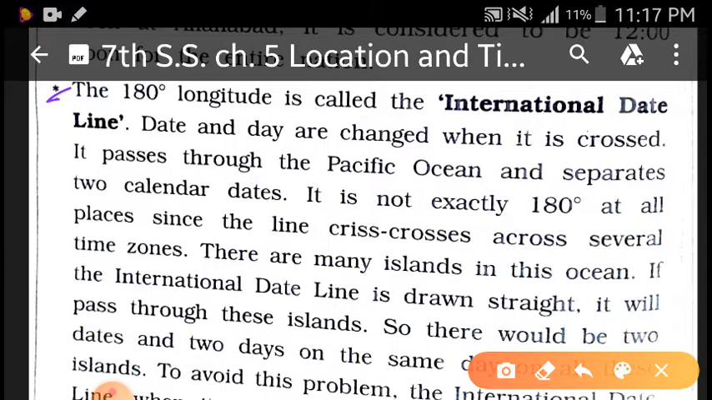It is not exactly 180 degrees at all places, since it crisscrosses several time zones. So it may be in your mind why the international date line is not a straight line. In actuality it is a zigzag line, because in many parts there are islands or countries on both sides. So keeping that in mind, when there is an ocean the line has to be changed. We'll see that in the figure after this.